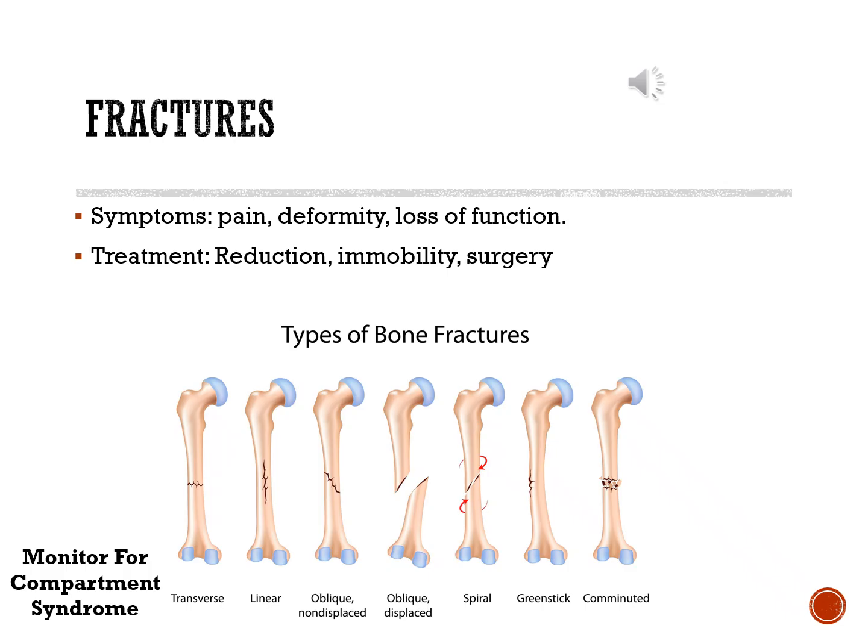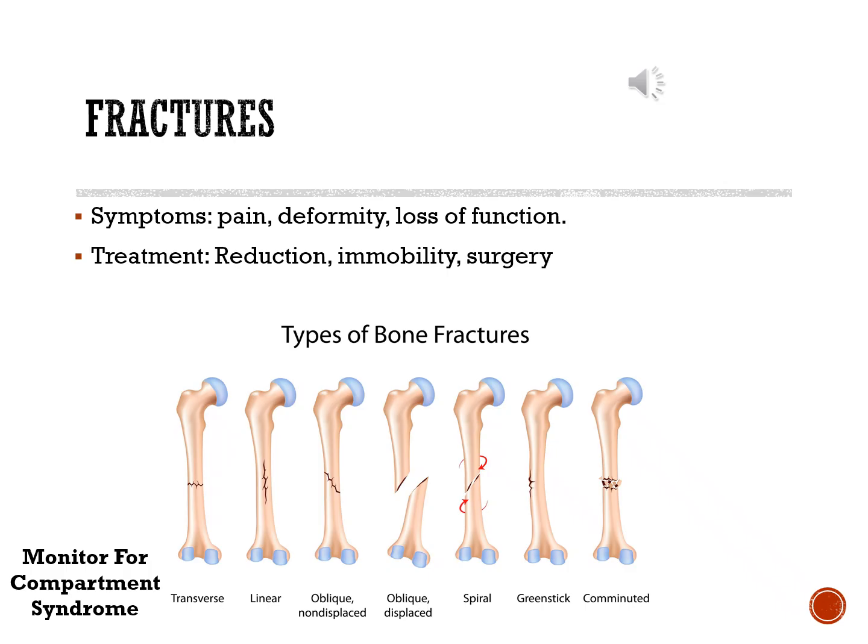So that high pressure can cause a decrease in circulation and cause the tissue to become ischemic. So without proper treatment, those muscles and cells that are inside of that area can die off. So we want to make sure that we assess circulation and nerve function in relation to compartment syndrome.